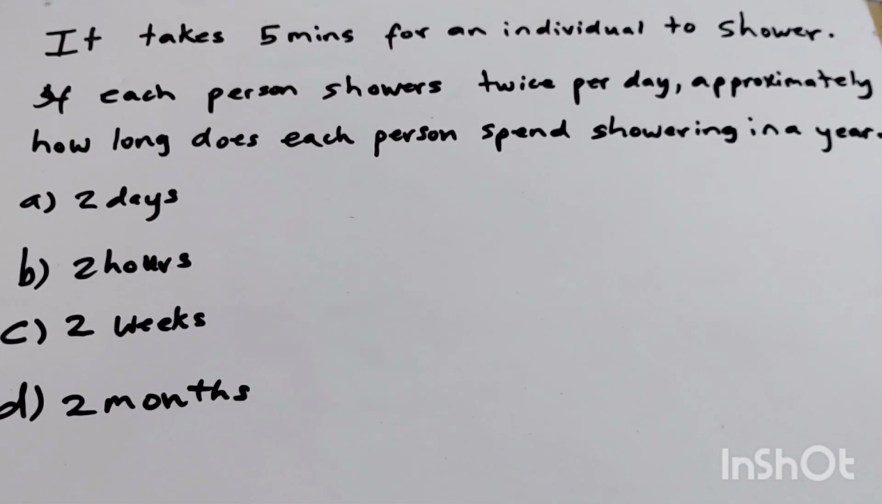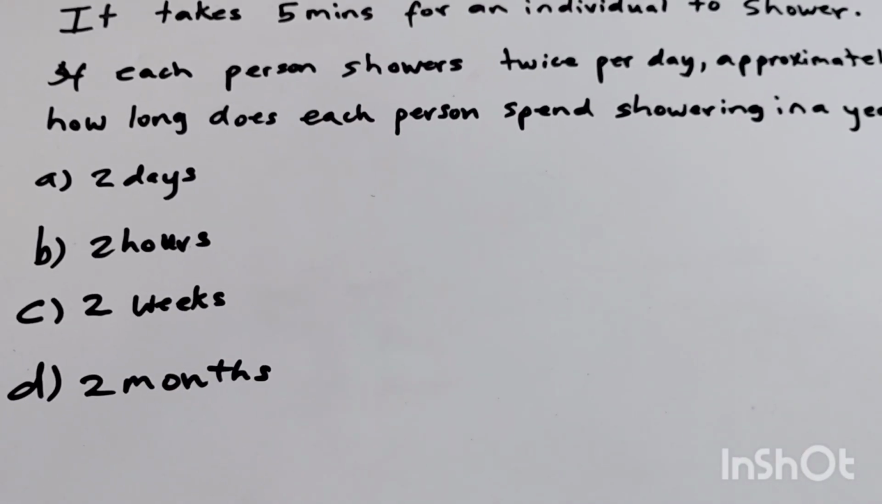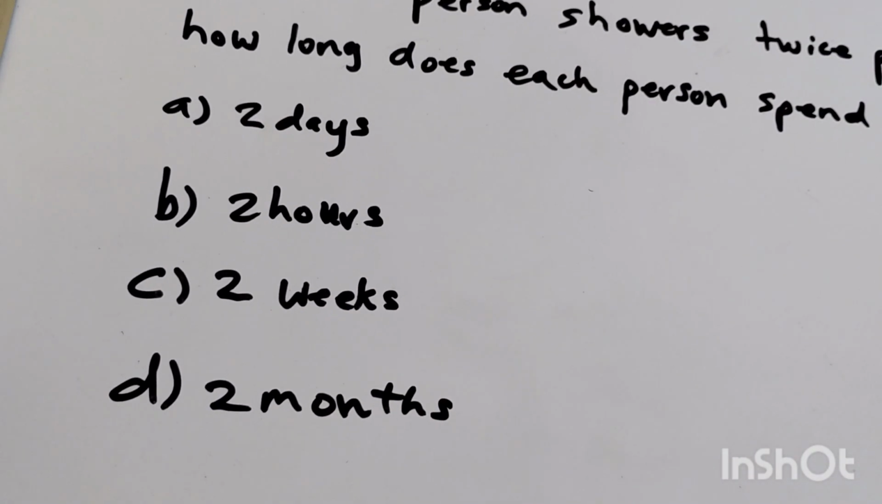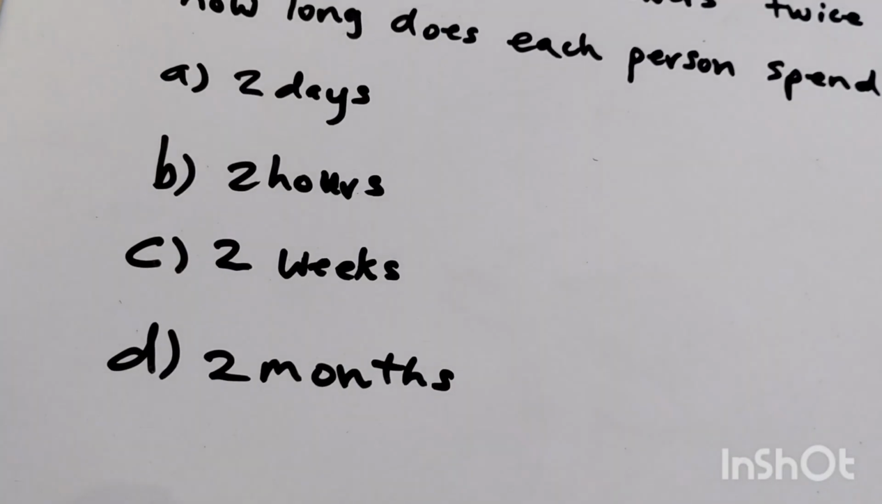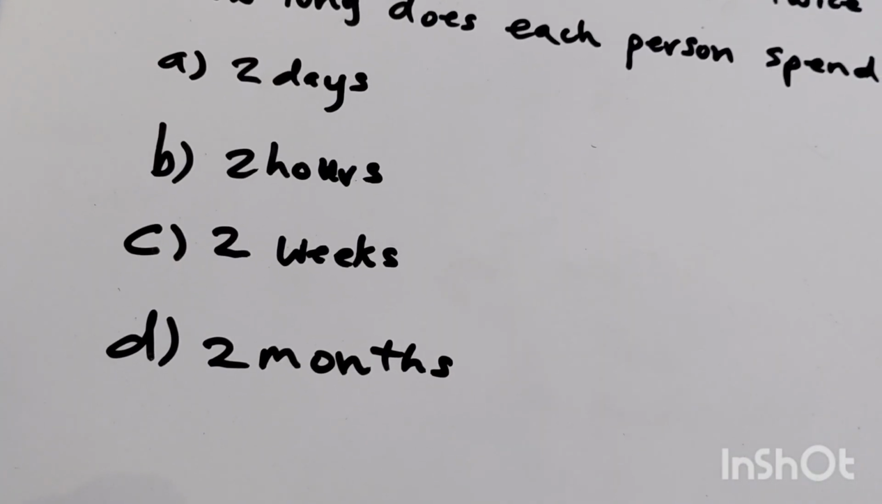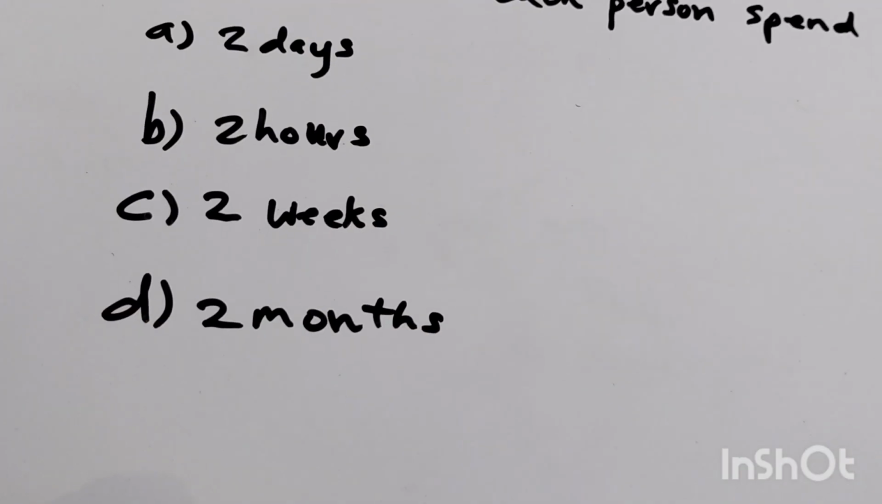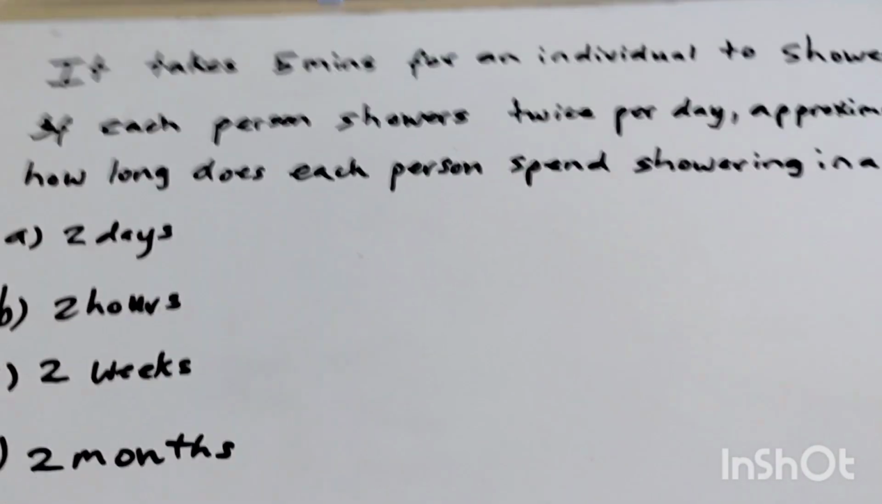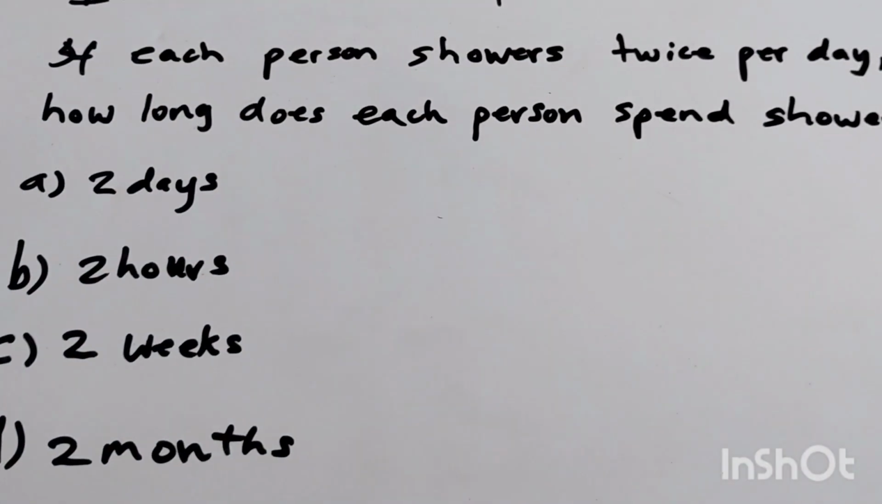The question is, it takes 5 minutes for an individual to shower. If each person showers twice per day, approximately how long does each person spend showering in a year? You have A, 2 days, B, 2 hours, C, 2 weeks, and D, 2 months.